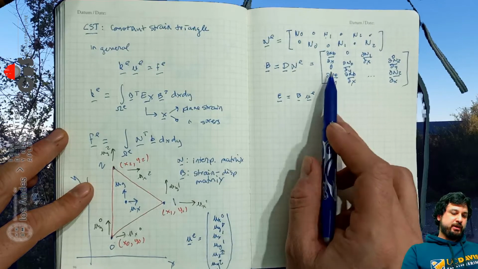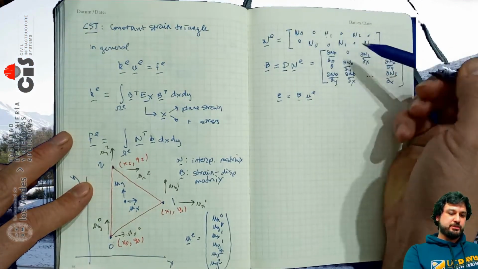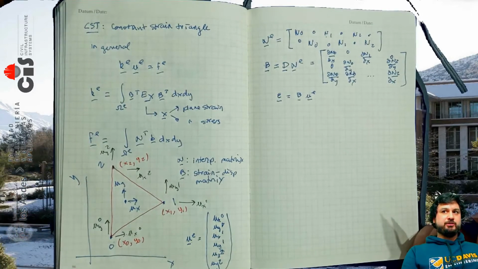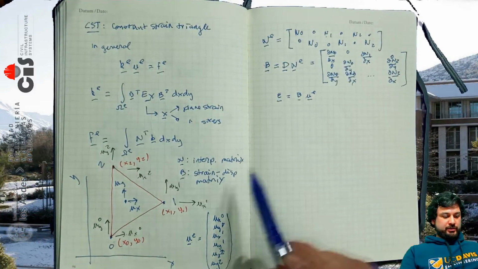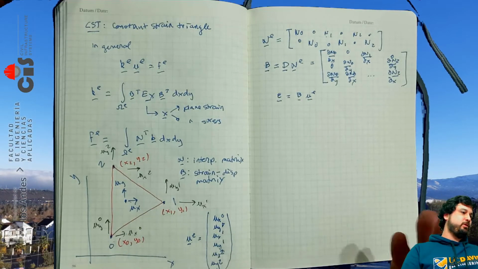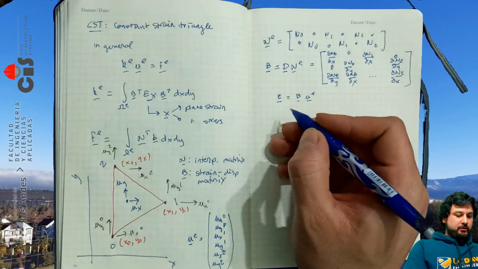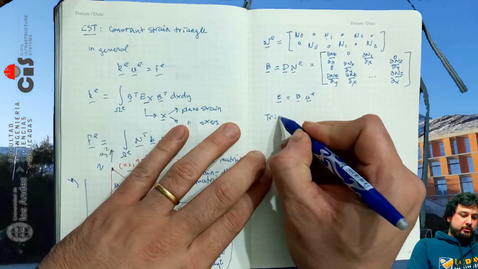Great. So what's next? We have these expressions, specialized for three nodes, but we haven't actually given expressions for N. So here comes the tough part. We have to develop a way to interpolate the displacements into the domain. And here's where so-called triangular coordinates come in. So we're going to introduce this concept of triangular coordinates.